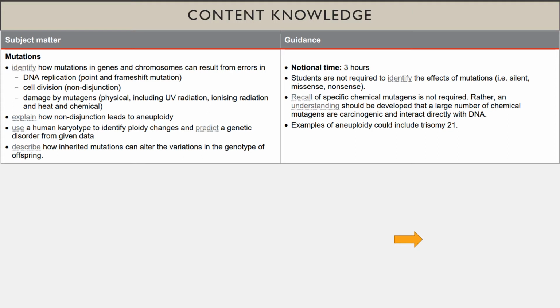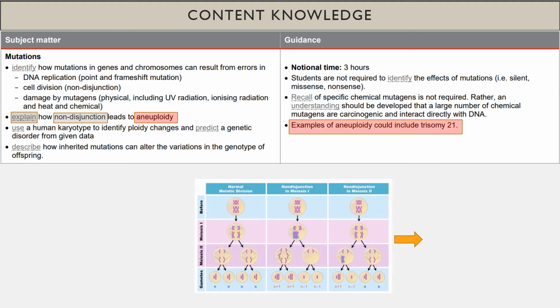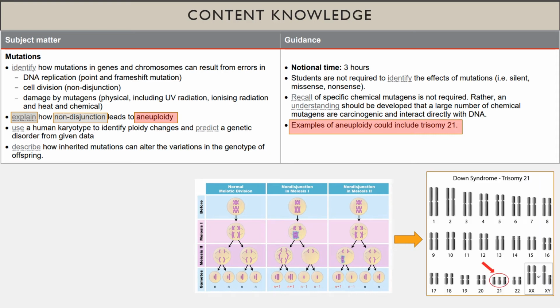Now that we have the basics, we need to dive a bit deeper and understand that non-disjunction leads to aneuploidy. Aneuploidy, I had no idea about, so doing some research, ploidy is the number of chromosomes in the cell, which for a human is 23 pairs of chromosomes. And if this figure is abnormal, then it refers to aneuploidy. And non-disjunction, which we've already gone over, the unequal distribution of chromosomes during cell division, can lead to aneuploidy.